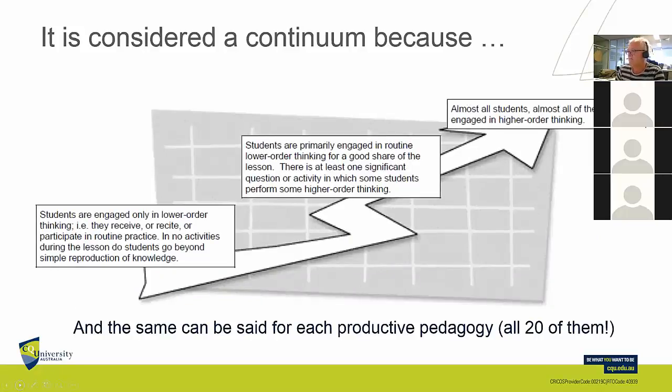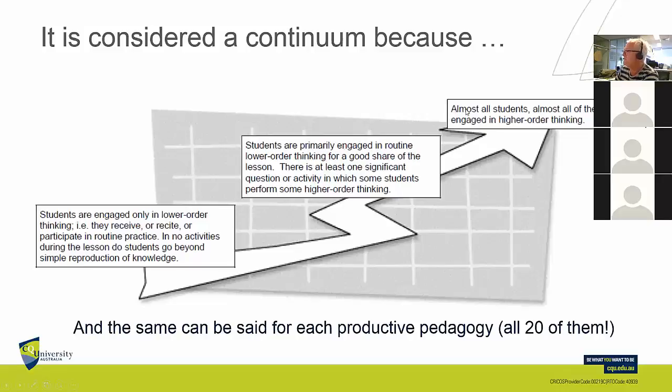So here's one example, for instance, of deep knowledge. And as you can see, in the middle of the classroom, we've got this awkward situation where different students are going to be engaged in routine lower order thinking for a good share of the lesson. There is at least one significant question or activity in which some students perform some higher order thinking. So that's basically your average class.